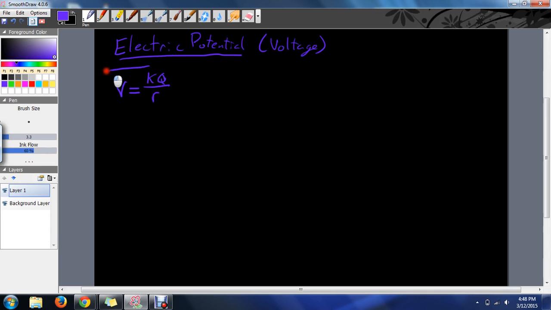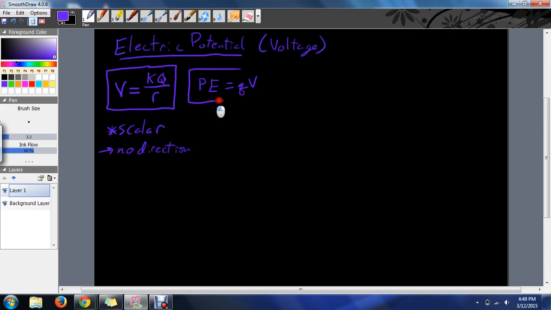It's determined by the charge that's creating it and the distance to the charge, not squared, just inverse. So you might see that this is similar to electric field, but not exactly the same. It's also different from electric field in the sense that it's a scalar. There is no direction. And it yields potential energy as opposed to yielding force.